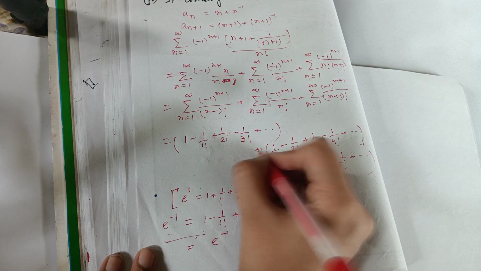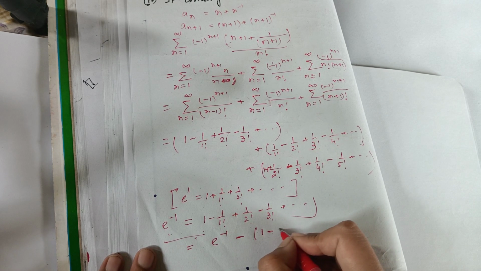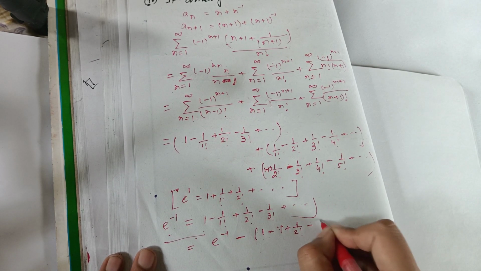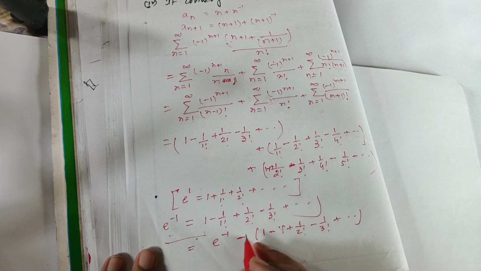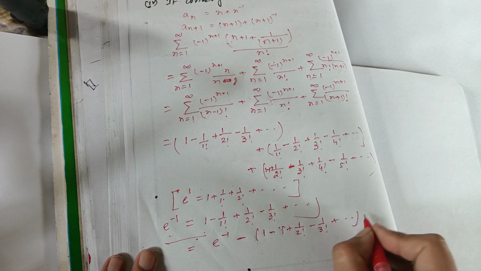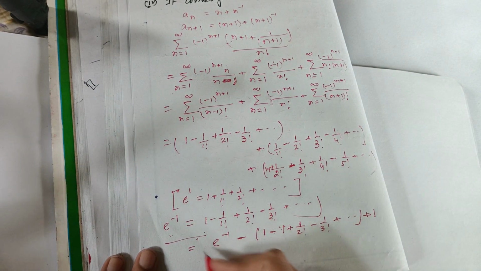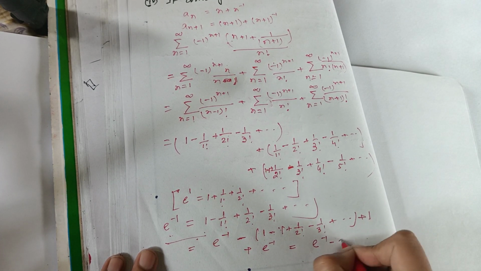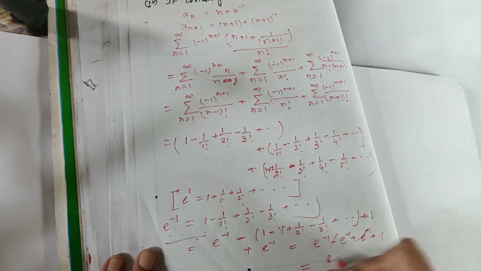So here we write minus 1 plus 1 by 2 factorial minus 1 by 3 factorial. This is equivalent to this, and here the extra term is minus 1, so obviously add plus 1. Okay, and this summation we can write as e to the power minus 1. So here we see that e to the power minus 1 minus e to the power minus 1 plus 1, so we can find e to the power minus 1 plus 1.